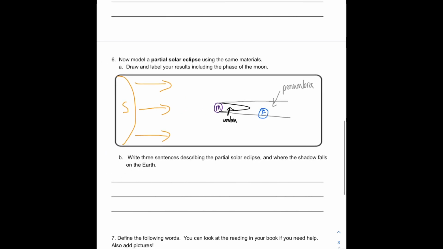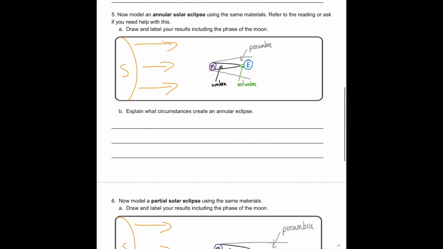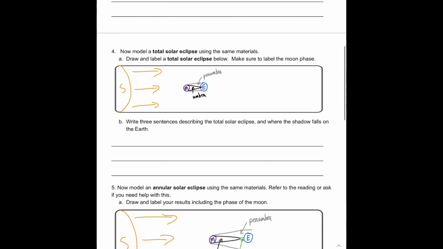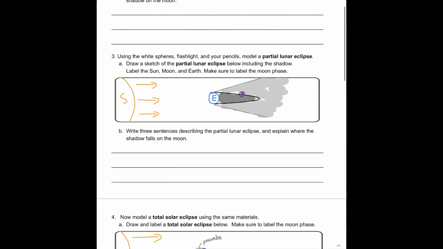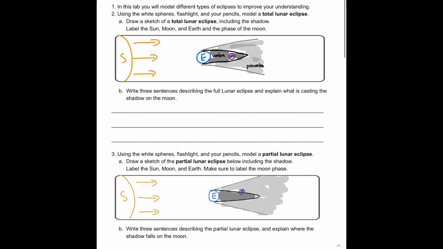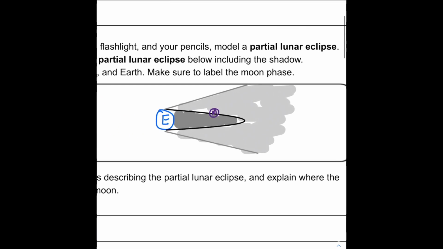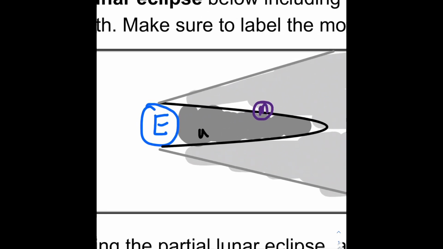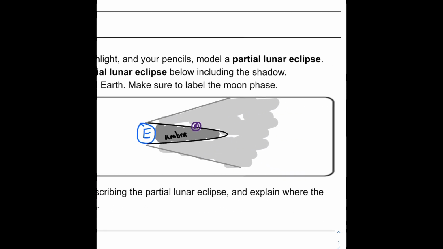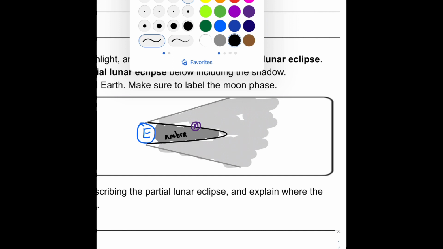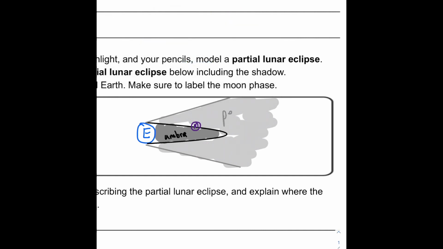So make sure that you have all of these drawings in. So you should have the partial solar eclipse, the annular solar eclipse, the total solar eclipse, the partial lunar eclipse, and the total lunar eclipse. And then you should have 2 to 3 sentences written down below explaining each one. And in each diagram, make sure that your shadows are labeled so that you can get all the information and you have this to refer back to study. So there's our umbra and there's our penumbra.